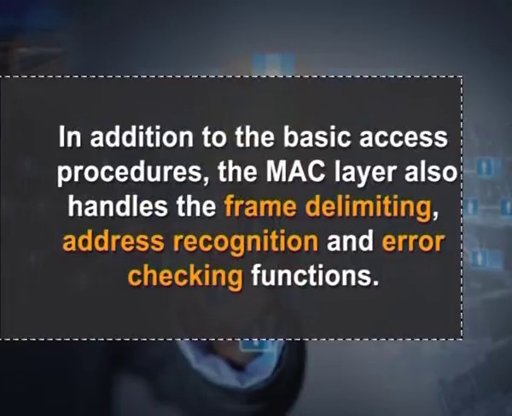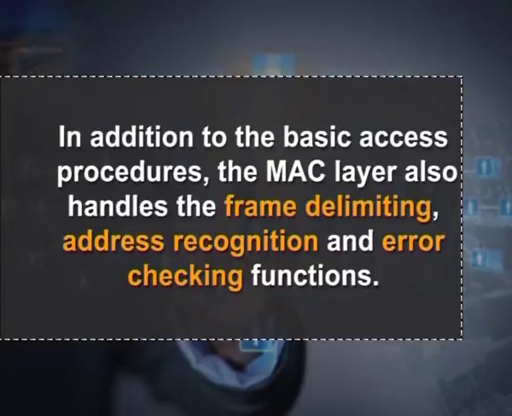The basic functions of MAC sublayer are media access control, error detection and station addressing. Media access control procedures are implemented to ensure that every station gets a fair chance to transmit and collisions do not take place. There are several methods of media access control in LANs and each method is applicable to specific LAN topology. In addition to the basic access procedures, the MAC layer also handles the frame delimiting, address recognition and error checking functions.